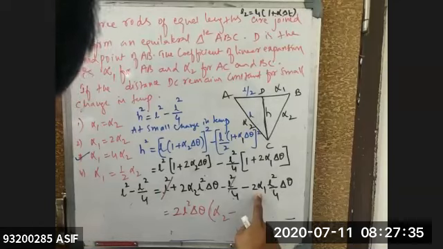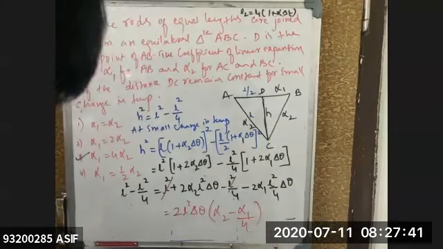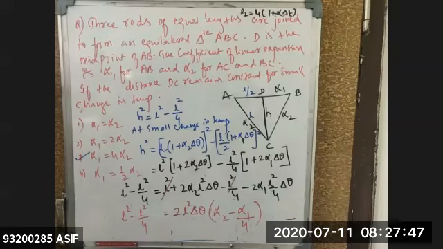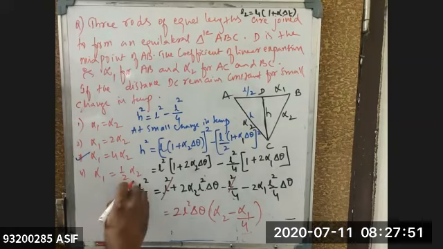We took this common term, alpha 1 by 4. So this one then, L square by 4 will be there. Zero will be there. Why? Because we cancelled this, it also is cancelled here. That's why we cancelled.